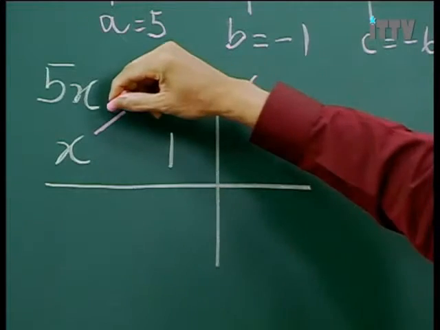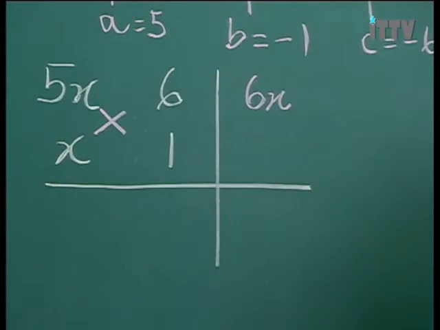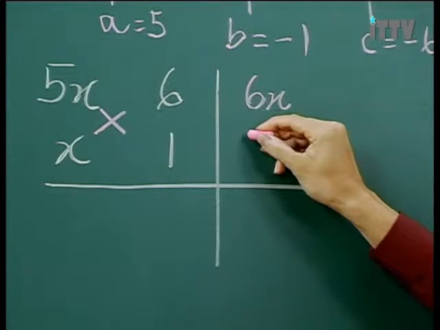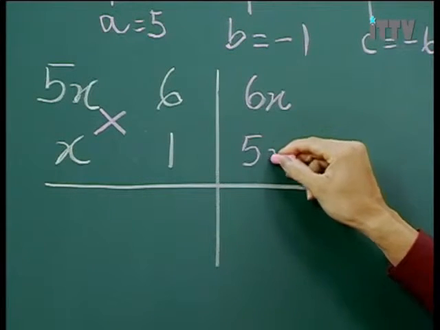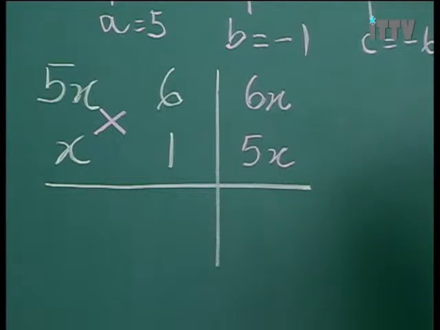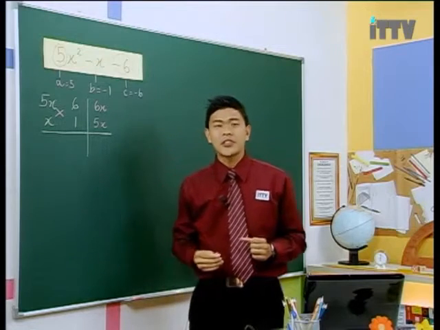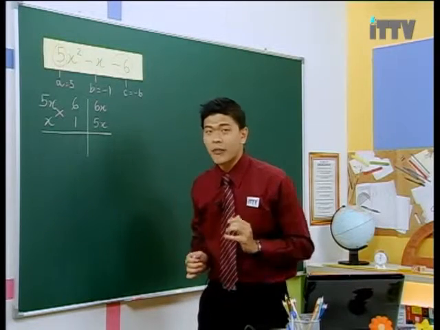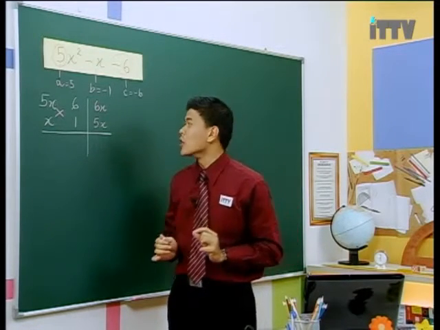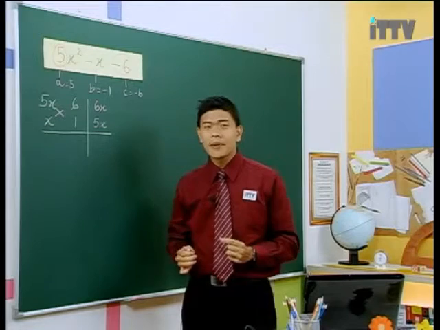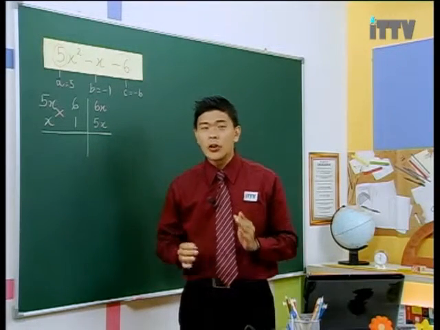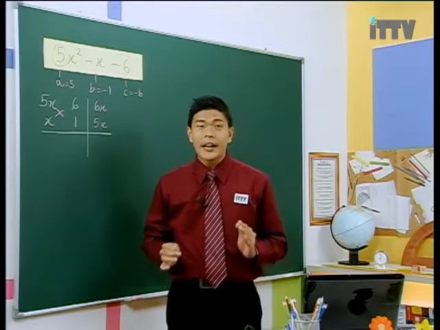And the other cross method comes here. 5x multiplied by 1 will give you 5x. Remember, there is no positive or negative sign until this step. That brings us to step 4, which is now to check the sum and the product of terms accordingly. And in this part, you are going to put the positive or negative sign.